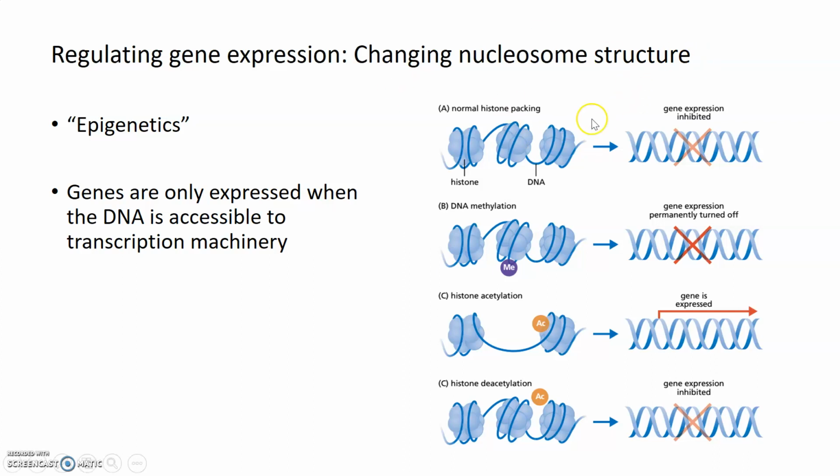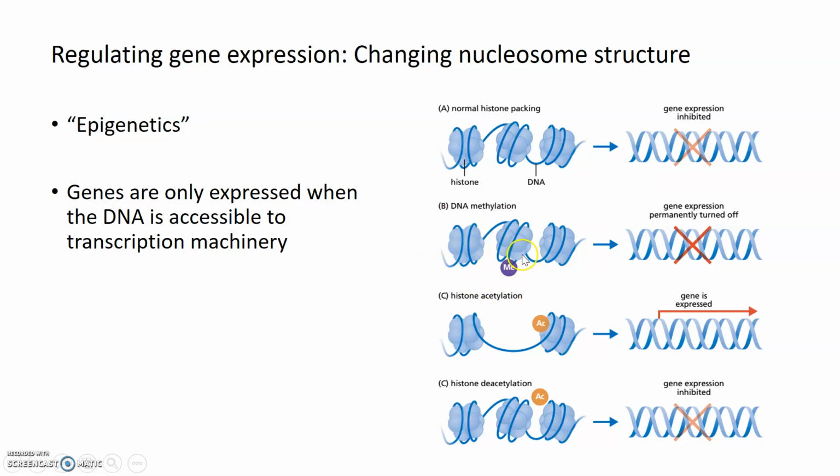Under normal conditions, we already discussed that normal nucleosome structure, that packing of DNA and wrapping around histone proteins. In this case here, where you have the double helical DNA wrapped tightly around histones, gene expression would be inhibited, right? Because the DNA is bound to histones and it's not accessible to the transcriptional machinery of RNA polymerase. But there are ways to modify how tightly wound your DNA is around the histone proteins to adjust expression of genes.